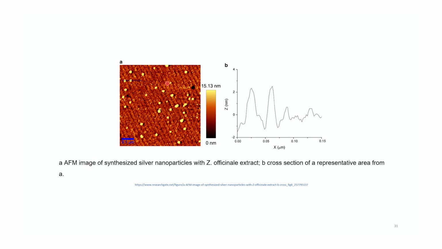Now, that's a real-time AFM image of silver nanoparticles synthesized with this extract, Z-officinale extract. You can see there is a big 3D image of your silver nanoparticles. These yellow things are your particles, and that is a 3D image. Then that is a cross section of a representative area from this image. So that is an experimental AFM image of the synthesized silver nanoparticles.